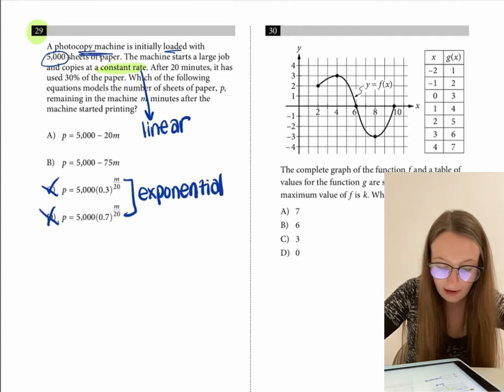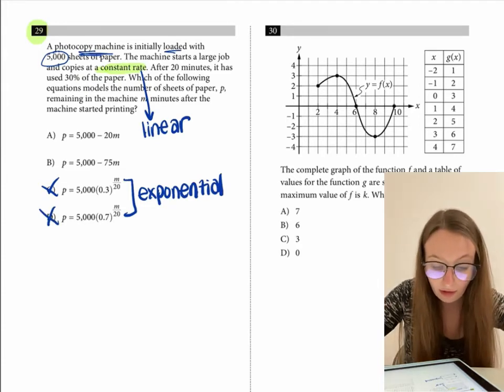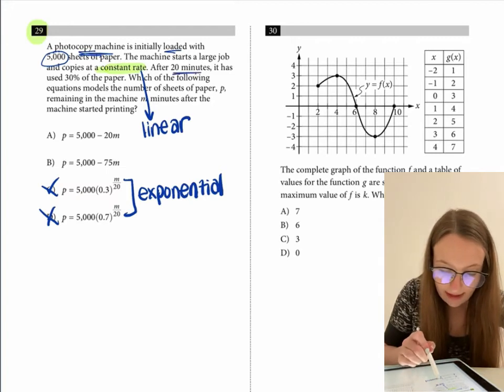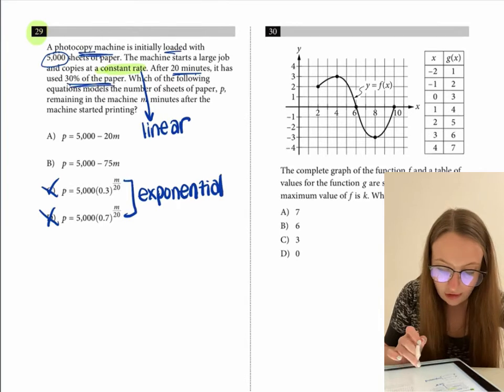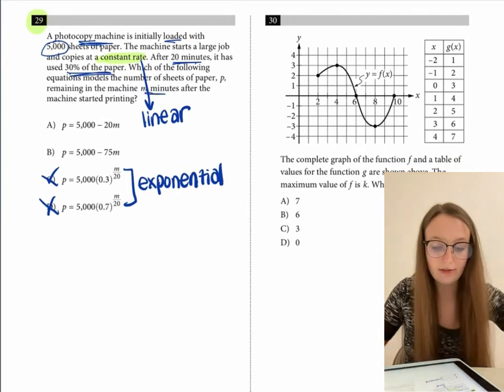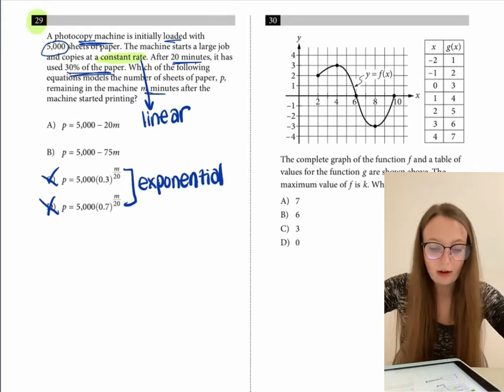So it has to be A or B, which you can notice are both lines. They're in a linear format. So it says after 20 minutes, it has used 30% of the paper. Which of the following equations models the number of sheets remaining in the machine m minutes after the machine started printing? Okay, so let's see.